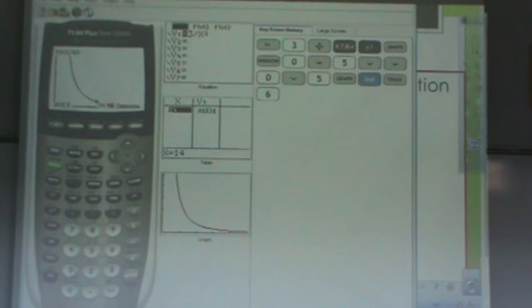We wanted to know what the slope was at (1, 3). So hit 1 and then enter. And there, the cursor pops up right there at (1, 3), and it tells us the derivative is -6. Just what we determined.